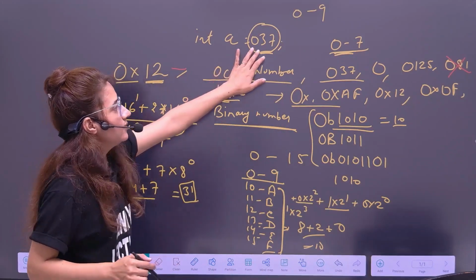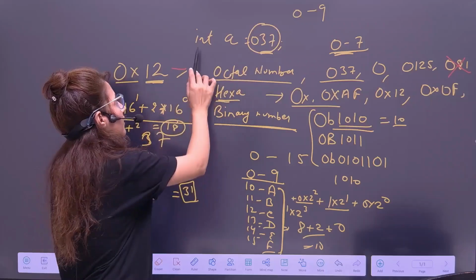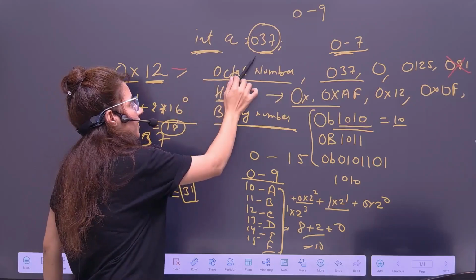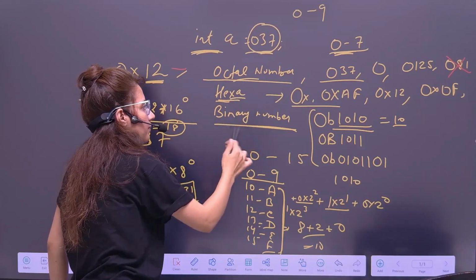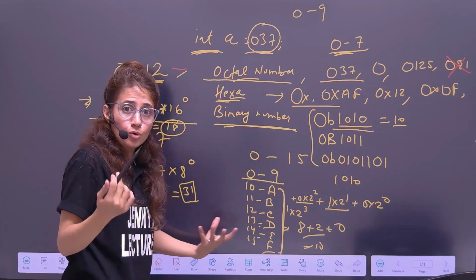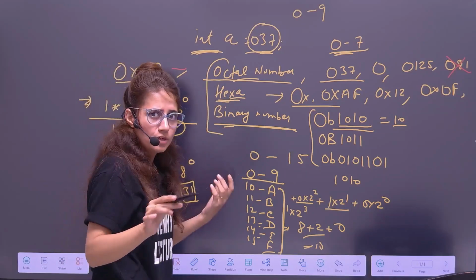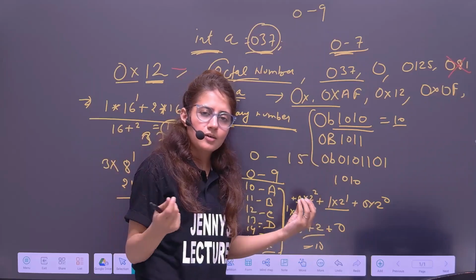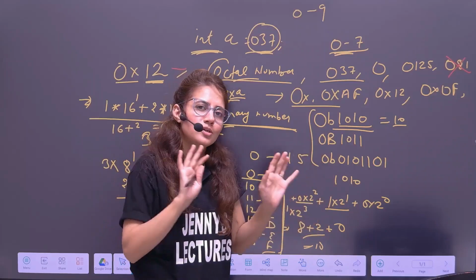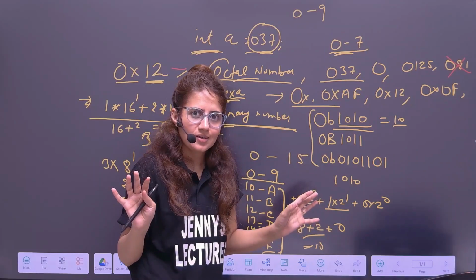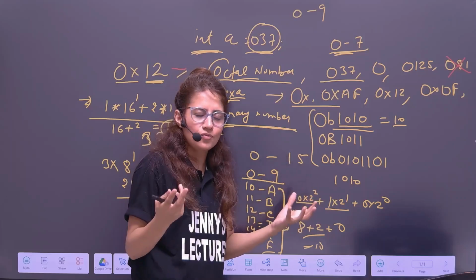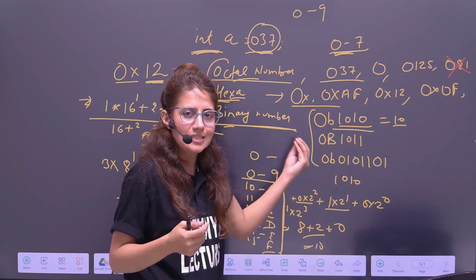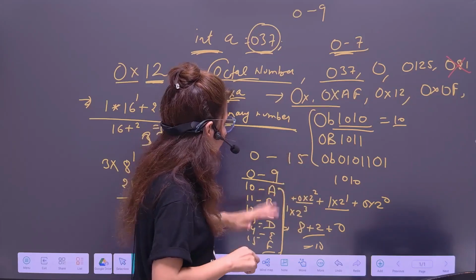So rather than an integer literal, you can assign an int data type an octal number, hexadecimal number, or binary number as well. Although we don't use these numbers, we don't assign these numbers when we write our programs or when we are working on projects. We use decimal numbers only, right? But just for the sake of information, you have the knowledge. This is also possible. Let me just show you practically.